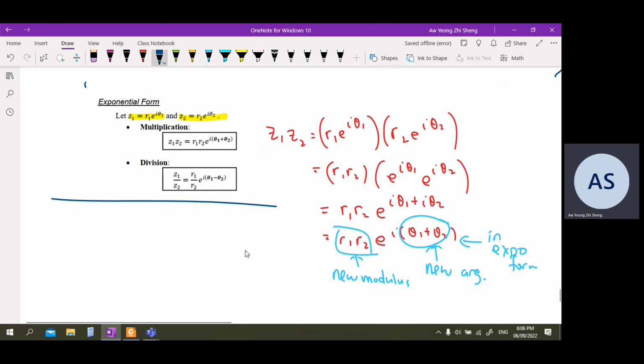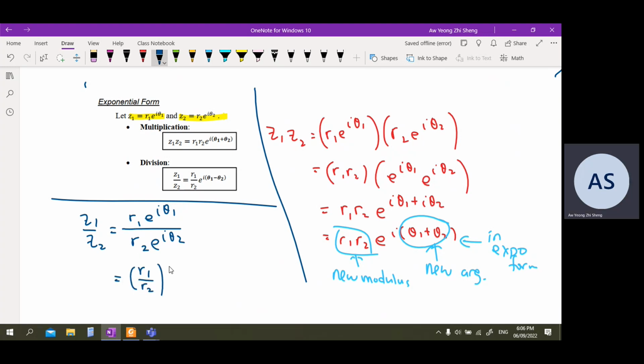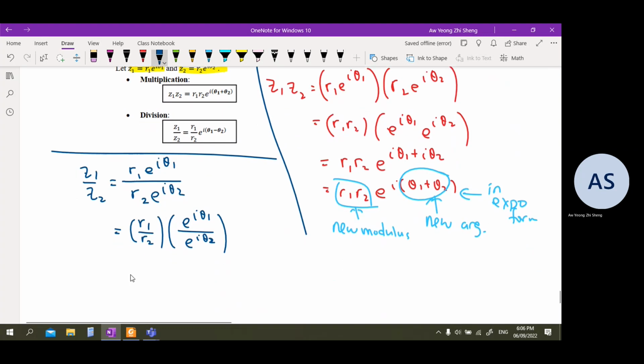Okay. Then for division, Z1 over Z2 becomes R1 e^(i theta 1) divided by R2 e^(i theta 2). If I group my R1 over R2 together, then I would have division of indices of the same base. Then, wait, I shouldn't have an equal sign here. Okay. Then I can subtract the powers because I'm having division of indices of the same base.